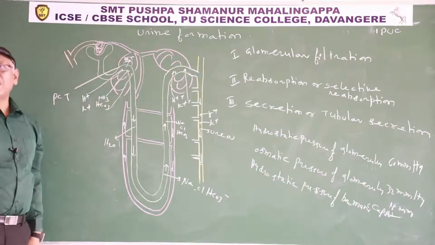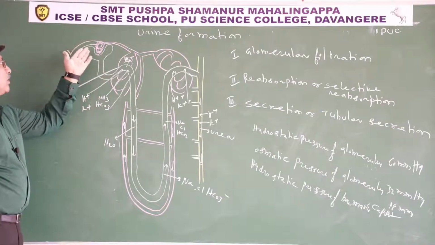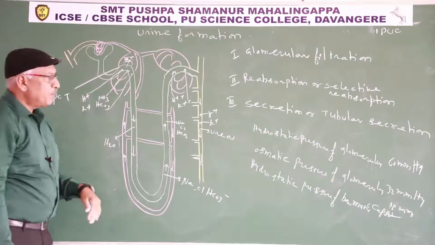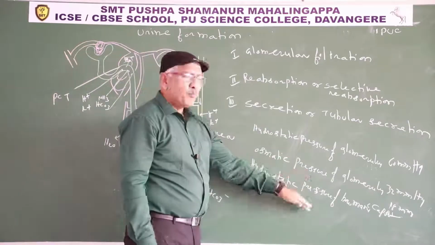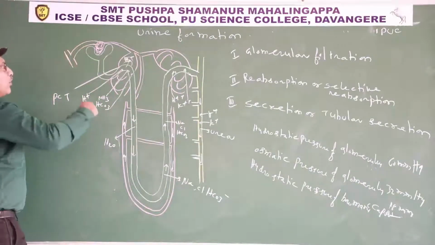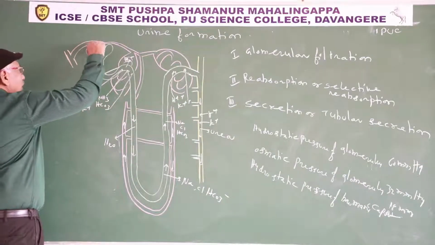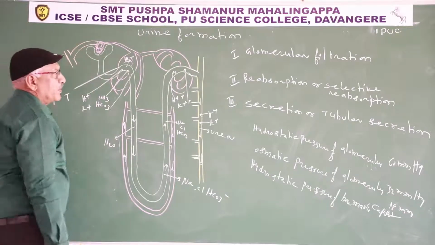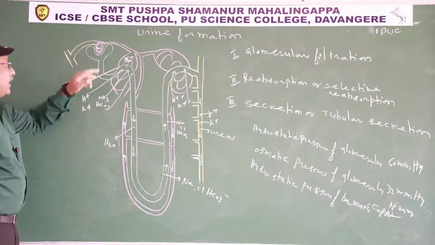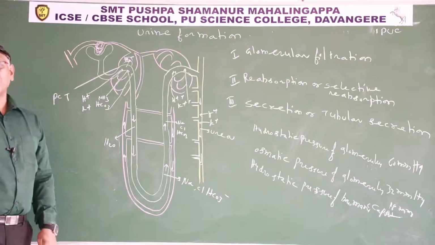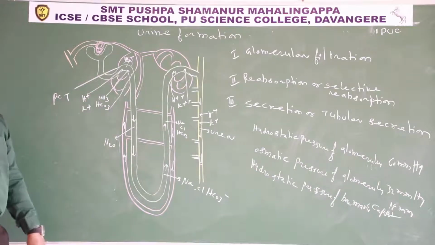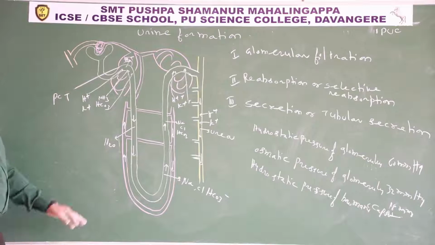60 opposed by 50. So that means the hydrostatic pressure of glomerulus is 10 mmHg more when compared to the opposing pressures. As a result, due to 10 mmHg pressure, micromolecular substances escape from the glomerulus. They pass through fenestrations and filtration slits and enter into the lumen of Bowman capsule. So this pressure filtration is known as glomerular filtration. First step is glomerular filtration.